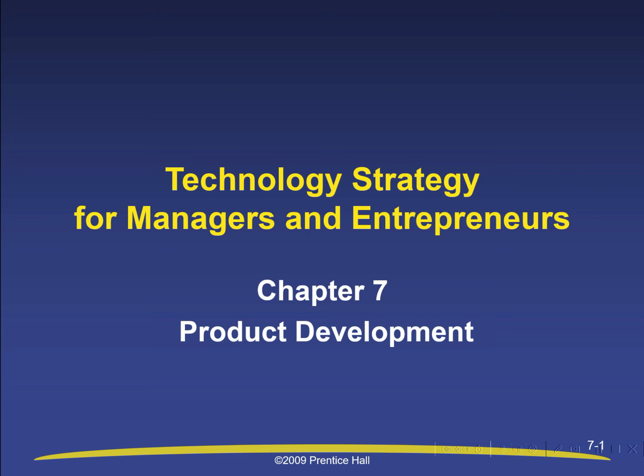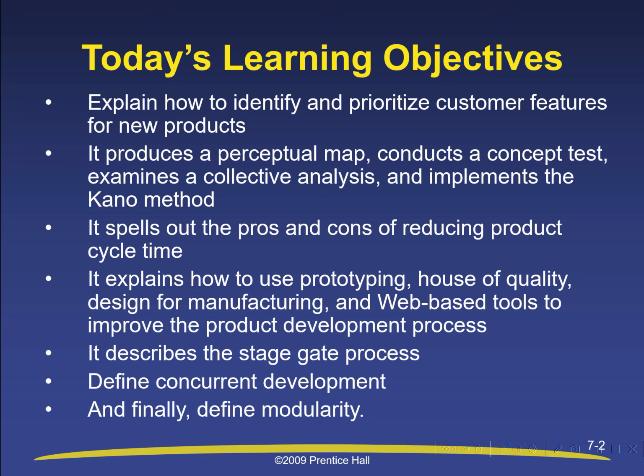Welcome to Chapter 7, Product Development, taken from our main topic, Technology Strategy for Managers and Entrepreneurs. Today's learning objectives: explain how to identify and prioritize customers' features for new products, produce a perceptual map, conduct a concept test, examine a conjoint analysis, and implement the Kano method.